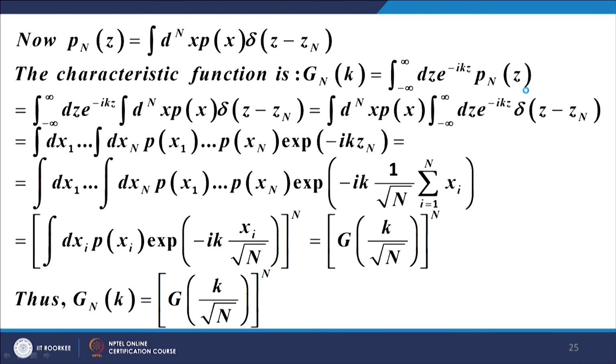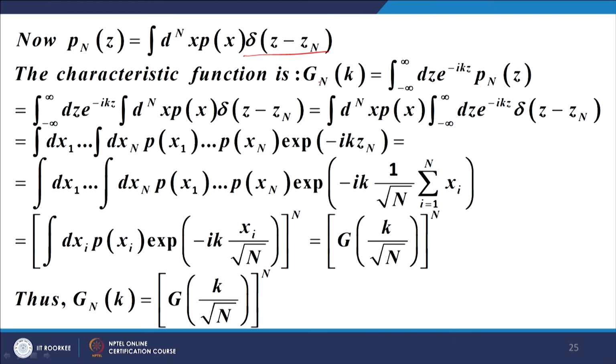Again we go back to Dirac's delta function. We impose this by setting this delta function over here. So, P_n(z) is equal to the integral d^n x p(x), where p(x) is the joint distribution of all the variables, p(x1), p(x2), p(x3), as you shall see just now.